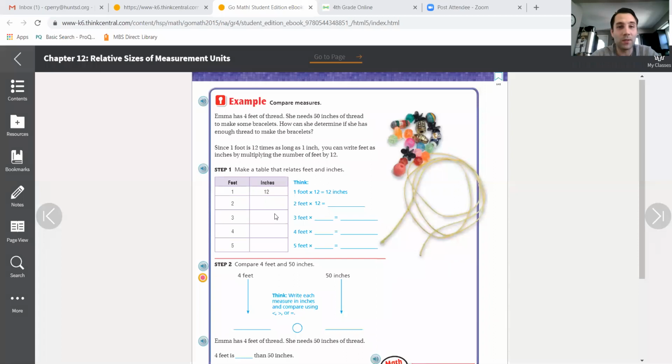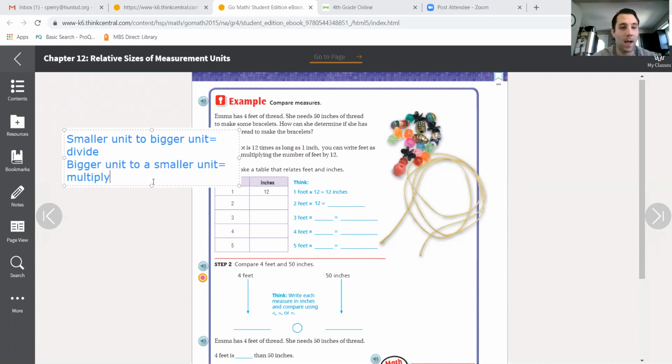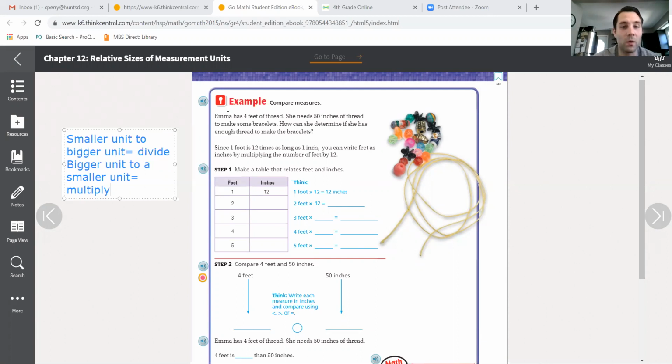All right, so as you can see, it deleted our little notes here. So we're going to retype this in here: smaller unit to a bigger unit, we are going to divide; bigger unit to a smaller unit. Anybody remember that? Yeah, it's multiply. So, since a foot is bigger than an inch, it's a bigger unit to a smaller unit, we are going to multiply. So let's go ahead and put our multiplication signs in here.